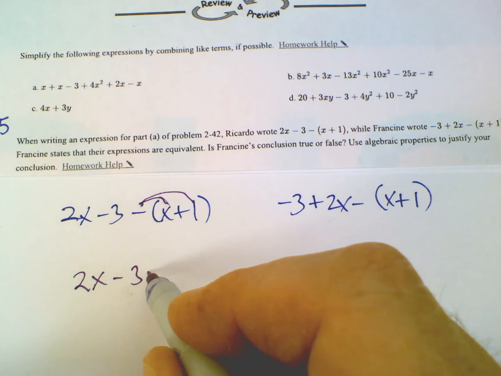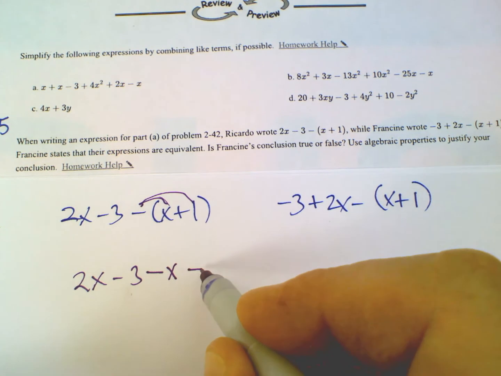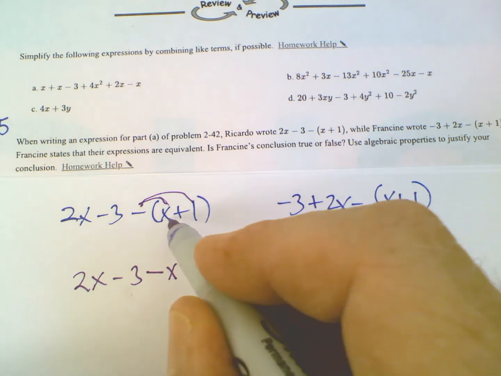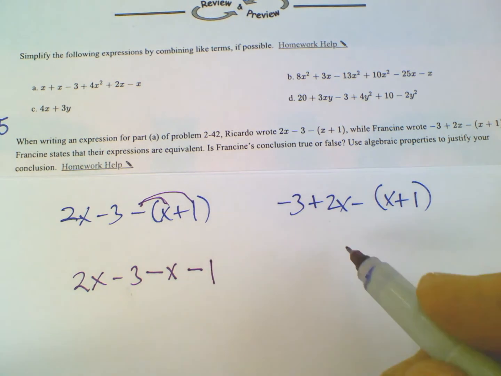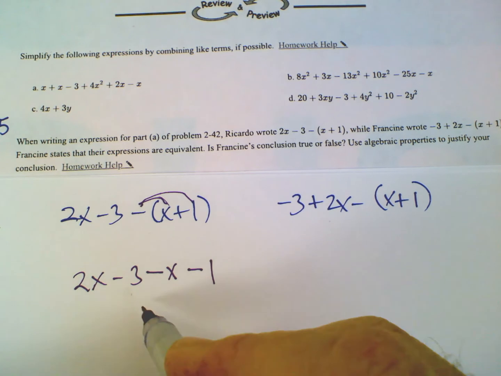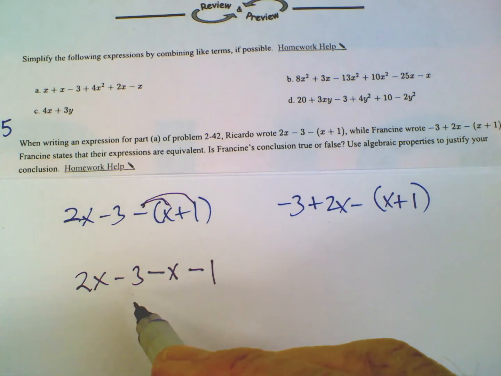Because this is an x plus 1, it's going to be minus an x, then minus the positive 1, right? Because that's a plus 1, which is a positive 1. So minus an x minus a 1. And then we continue on. So I've got to combine like terms.